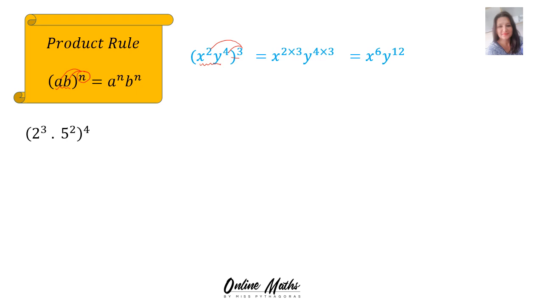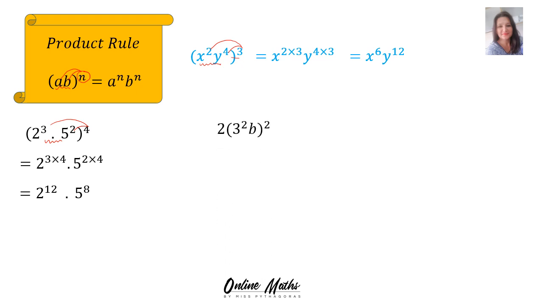Let's look at some examples. Now, very important, if you want to use the product rule, this has to be multiplication. And then it's 2 cubed times 5 squared raised to the power of 4. And then you're going to take the 4 and give it to every exponent. In other words, it becomes 2 to the 3 times 4, times 5 to the 2 times 4, which is 2 to the 12 times 5 to the 8.